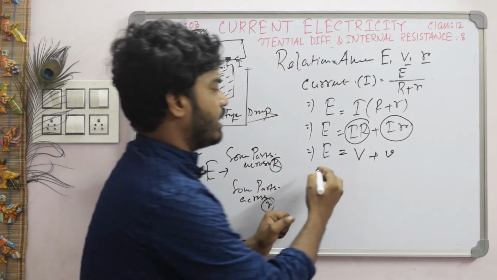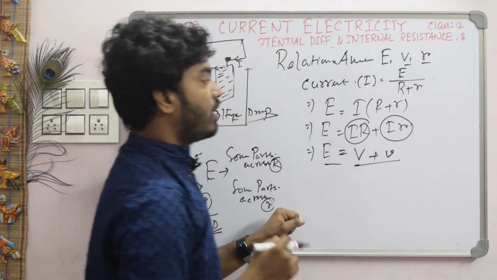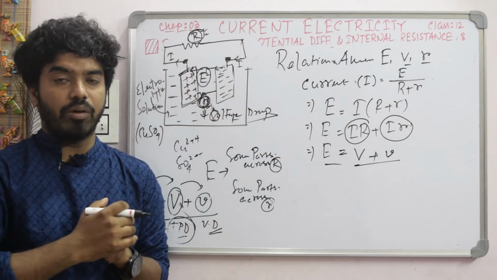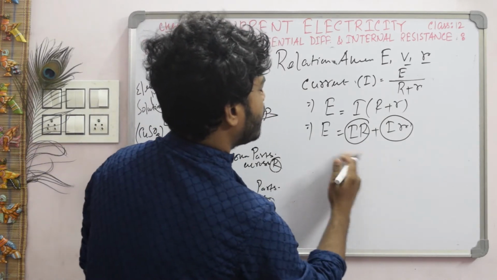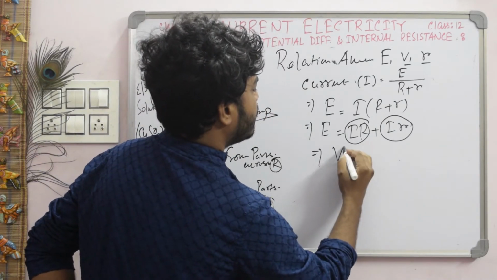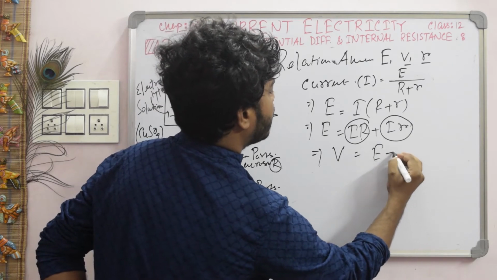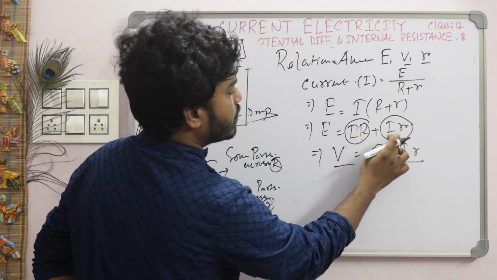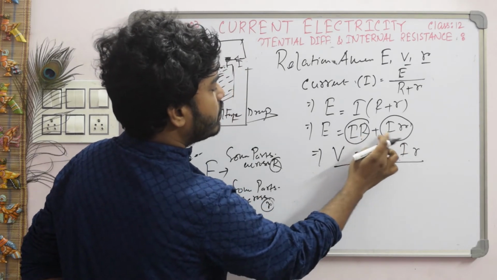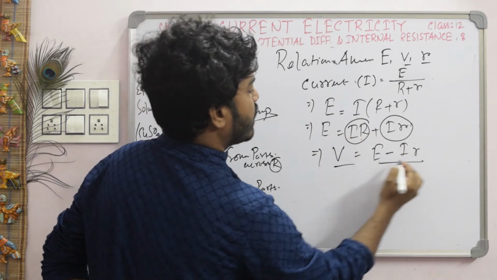So this is our important relation. Now you see some special condition here. From this equation you can say this is our v. So v equal to E minus I into R. This v is small v. So v equal to E minus I into R.